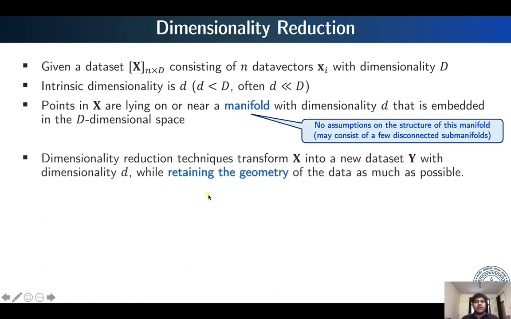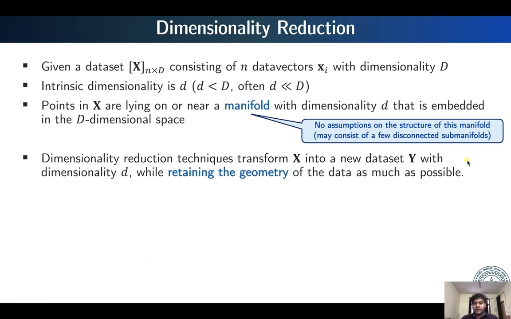So essentially, a dimension reduction technique is a transformation. These techniques can transform the data in the high dimensional space into a new data set, which is represented as capital Y. And this new data set has dimensionality small d. While doing this transformation, the dimensionality reduction techniques must retain the geometry of the data as best as possible. By retaining the geometry, I am hinting towards the structure of the manifold. So essentially, the geometry of the manifold must be retained as much as possible while performing this transformation from the high dimensional data X to the lower dimensional data Y.